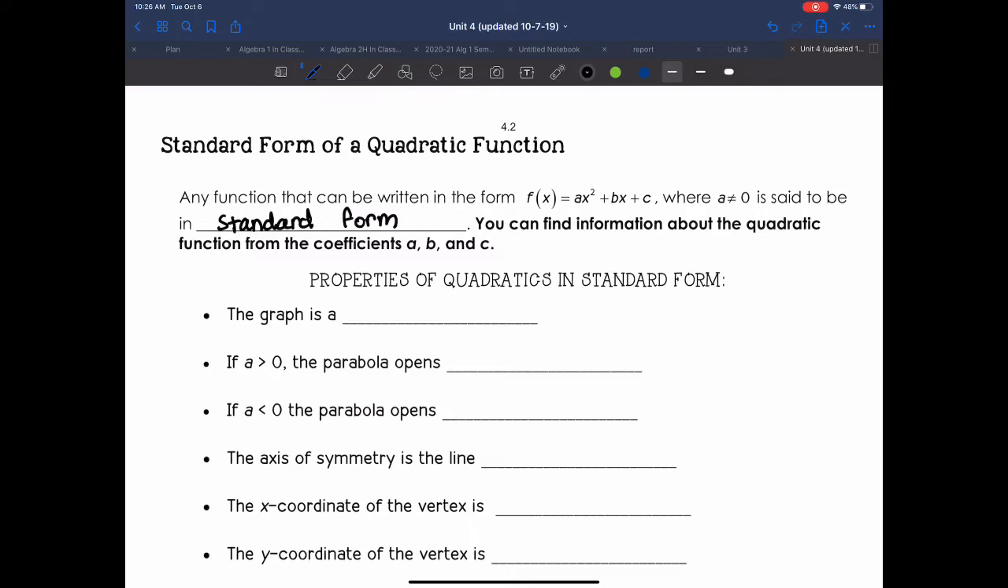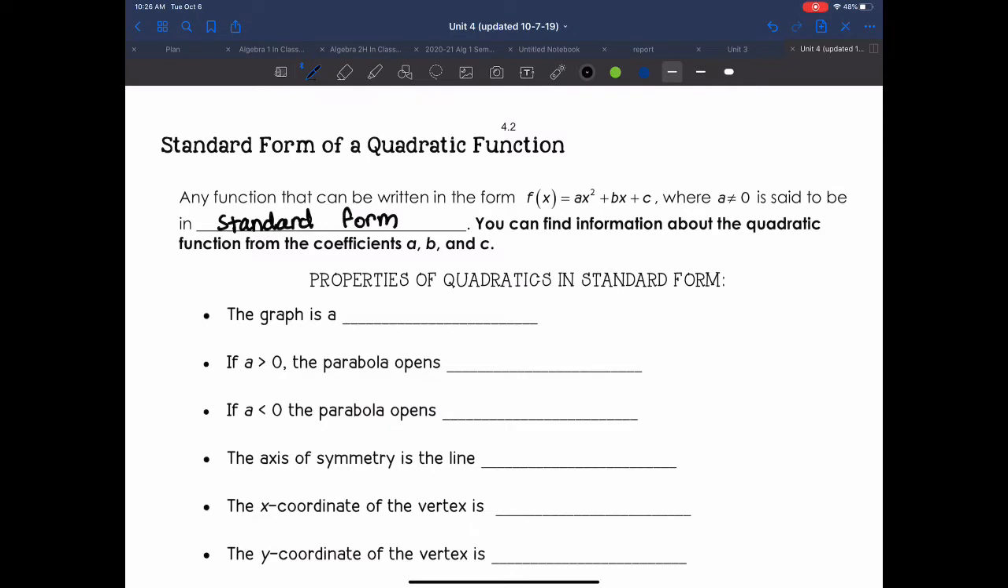So what we're going to do today is look at the equations of quadratic functions, and use the information given in the equation to figure out what our graph looks like. We can find a lot about our graph just by simply looking at the equation of a quadratic function, and I'm going to teach you how to do that today. So first of all, let's look at some properties of quadratics in standard form.